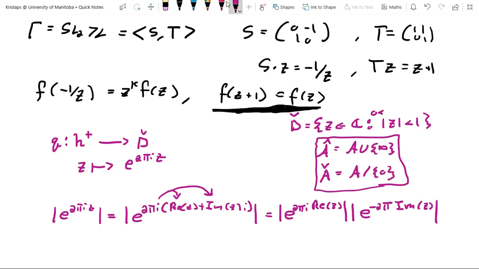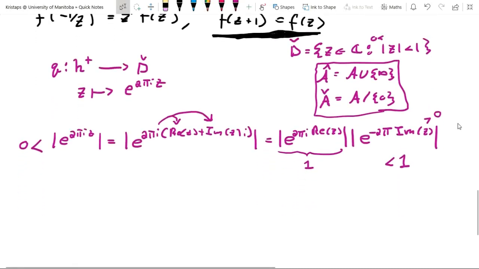But recall that e to the i times any real number is a complex number of norm 1. So this quantity here is just 1, and the second term is e to the power of negative 2 pi times the imaginary part of z. And since we're assuming that z is in the complex upper half plane, that means the imaginary part of z is strictly greater than 0, and therefore this is e to a negative exponent, so it's strictly less than 1. And of course, e to any exponent is greater than 0, so we do see that in fact this complex number has norm strictly between 0 and 1.